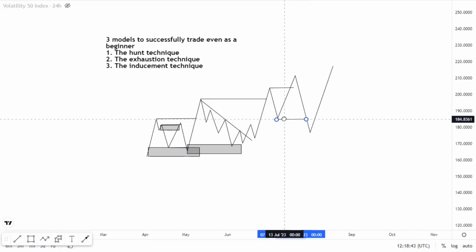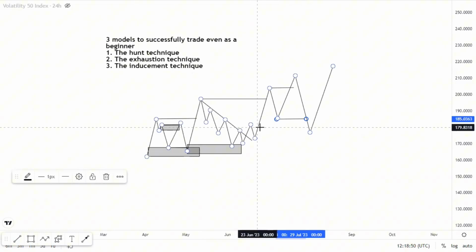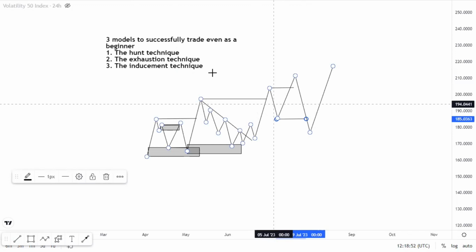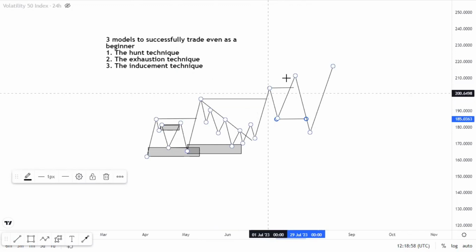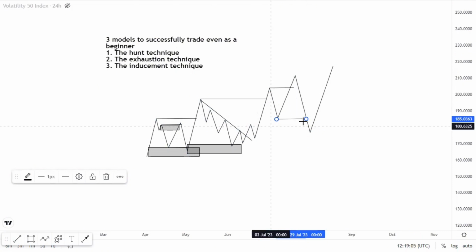The first model is the hunt technique. The second technique is the exhaustion. You just see exhaustion, the market gives a buildup of liquidity. Then the third one is the inducement technique. The market will break a structure to the upside, come back and break that structure to the upside again, break another structure to the upside, and then come back and reach that low.